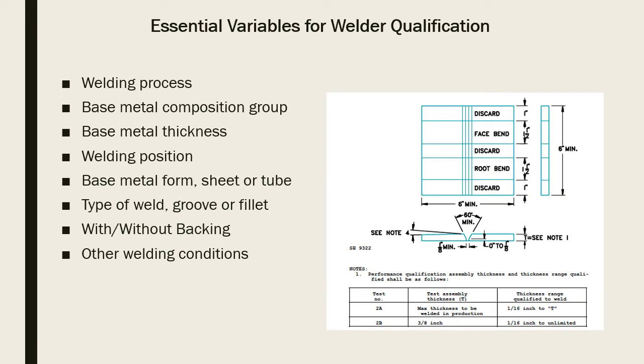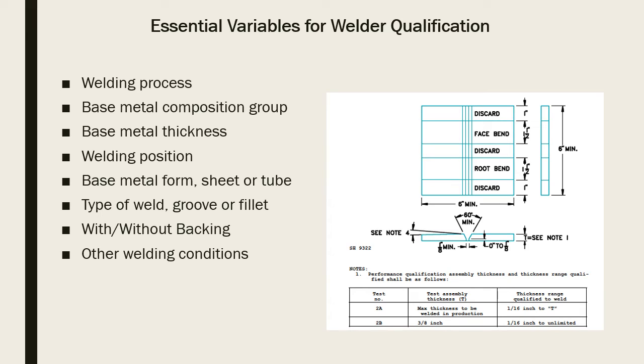So I took the essential variables from ASME Section 9 and just broke it down. Here's what you've got to worry about with welder qualification. Welding process, base metal composition group. Okay, what are we welding? Is it aluminum? Is it carbon steel? Is it titanium? What are we welding? The thickness, the welding position.